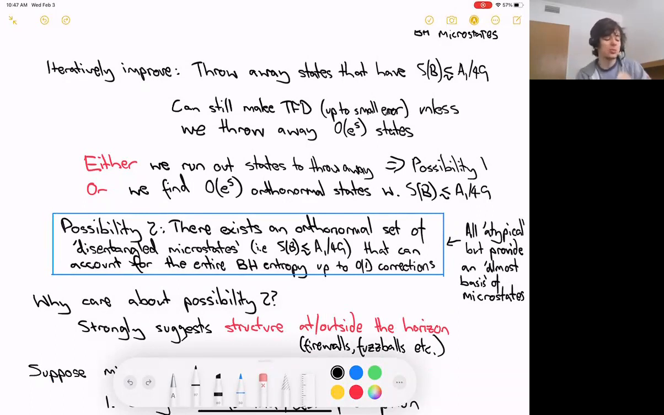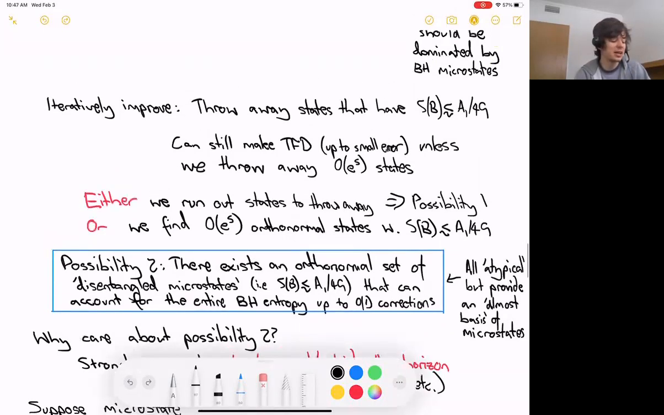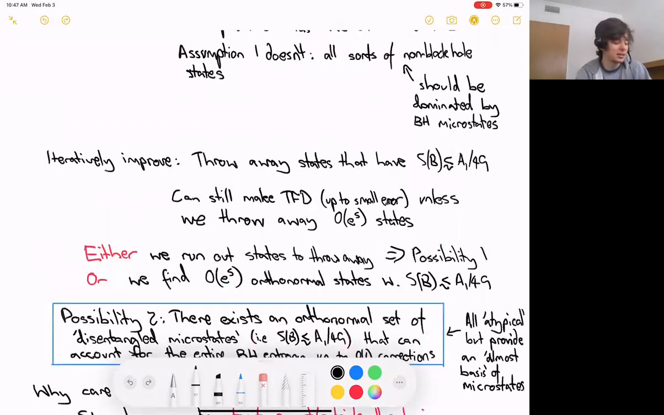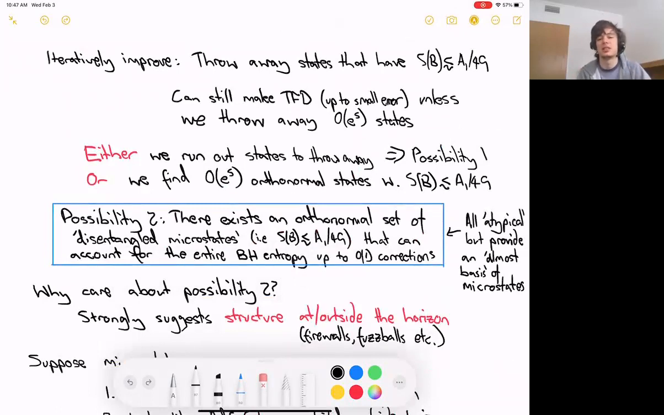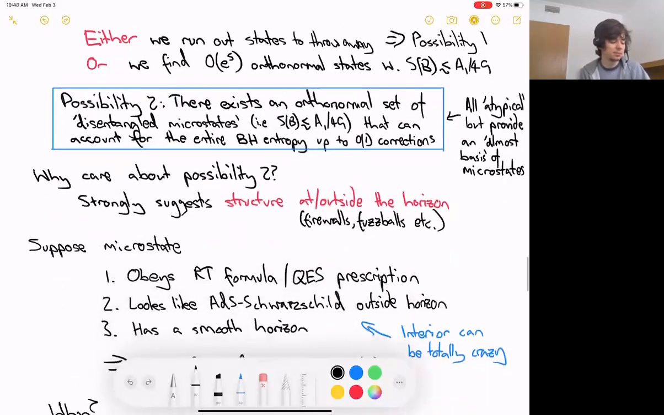But we have this orthonormal set of them that can account for the entire Bekenstein-Hawking entropy, up to at most some tiny little subleading order 1 correction. This would be roughly analogous to the set of product states you might find. It's a basis of states, but each state in the basis is very atypical in terms of its entanglement properties. So there's no reason this can't happen. Entanglement is a nonlinear quantity. You can have a basis of states where every state is atypical.